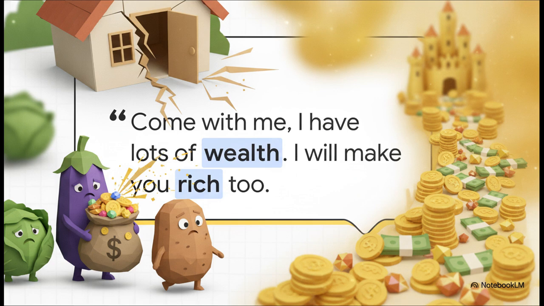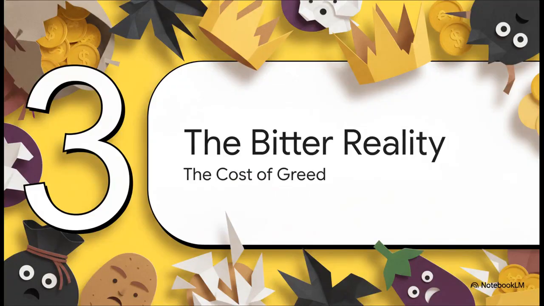And tragically, the potato folds immediately. Blinded by this greed for riches, he abandons his beloved cabbage and walks right out the door with the eggplant. Just like that, their peaceful home is shattered. That takes us into Section 3, the bitter reality of wealth.